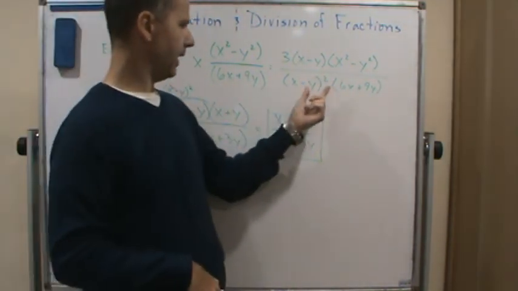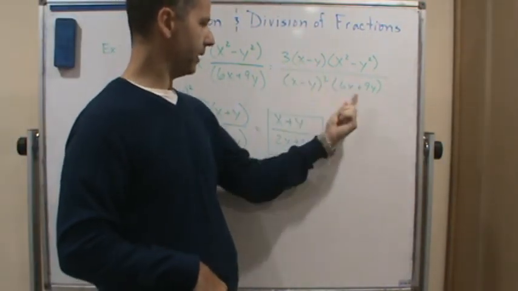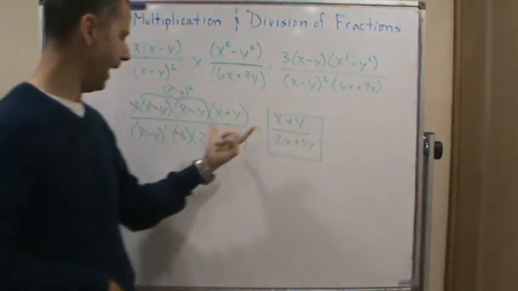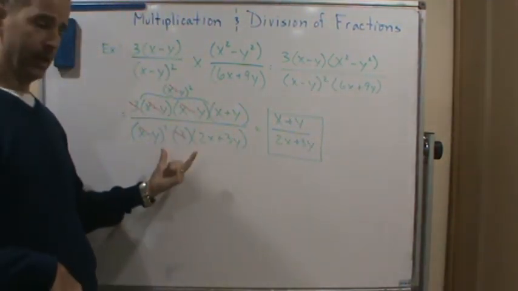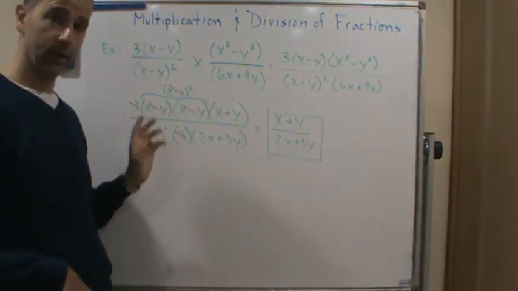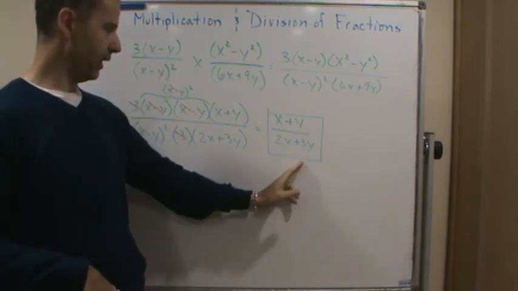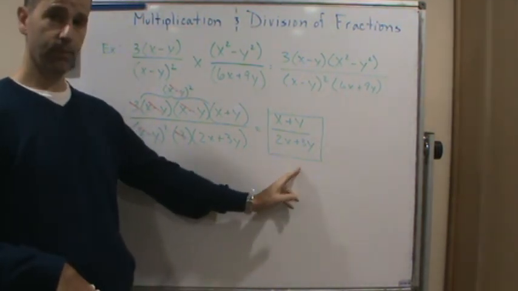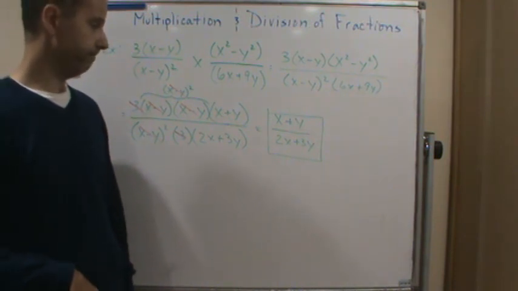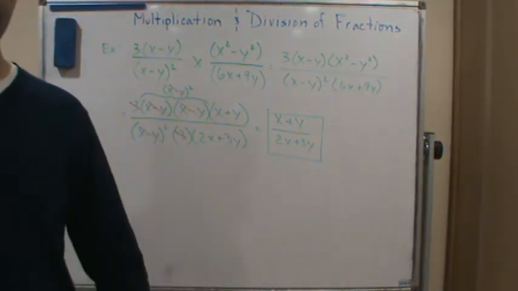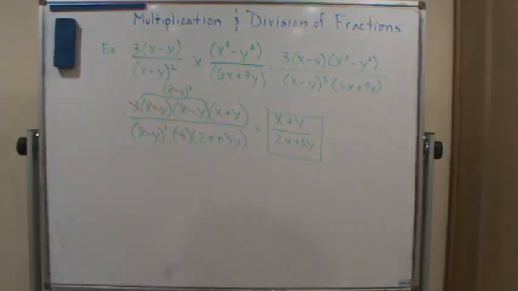So again, you always want to follow these steps. Bring them together as a product on the top and a product on the bottom. Then you want to completely factor the top and the bottom, and then cancel whatever can be canceled. And so whatever is left over is your final answer. And it's in simplest form, lowest terms.